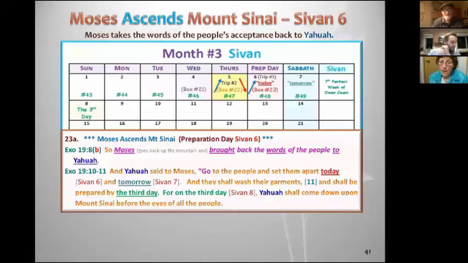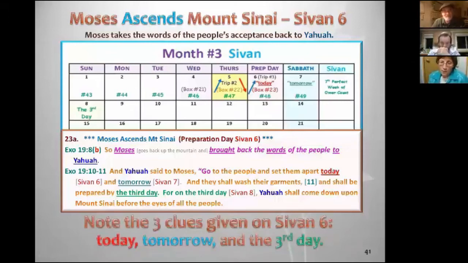That's this one right here. For on the third day, which is the 8th of the month, Yahuwah will come down upon Mount Sinai before the eyes of all the people. Lots of calendar language here. 3 clues are given on the 6th day. It's preparation day. The clues are today, tomorrow, and the third day. So that's why I say we have to learn to count to 3. Okay. In calendar, you have to learn to count, and you have to know how to count 1 to 3, for sure.